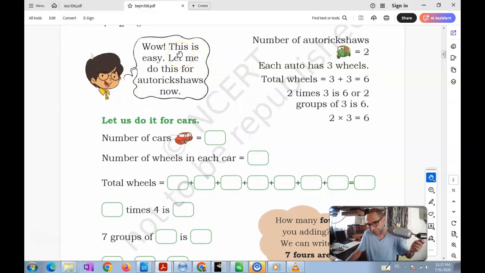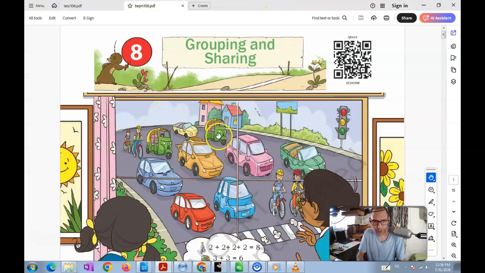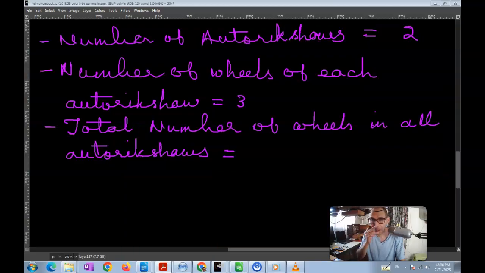For example, if you were to calculate the number of wheels in the auto rickshaws, you can use the same strategy. The number of auto rickshaws that we had over here was 1 and 2. So in total we have 2 auto rickshaws over here, right? And the number of wheels of each auto rickshaw is equal to 3. Each has 3 wheels.